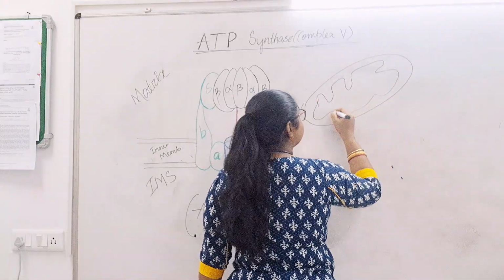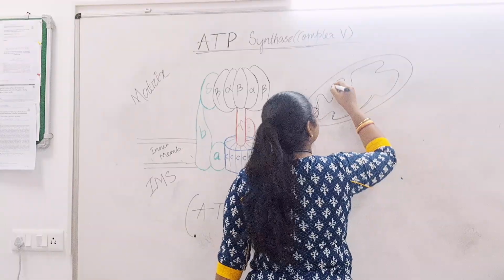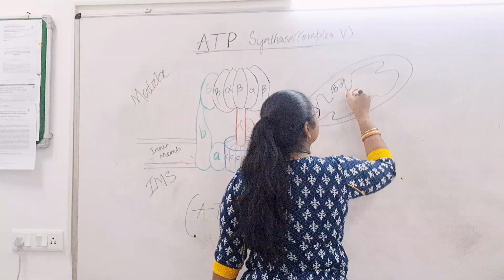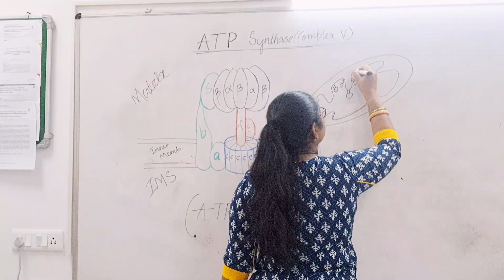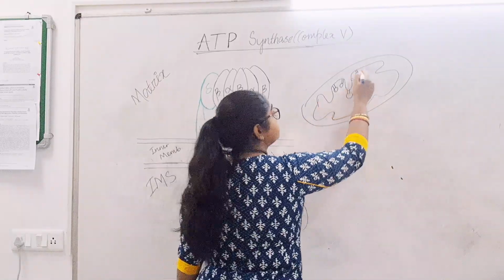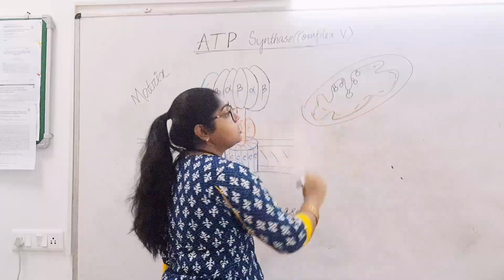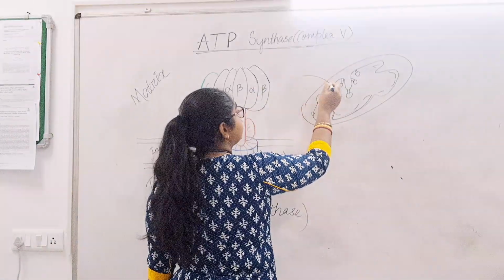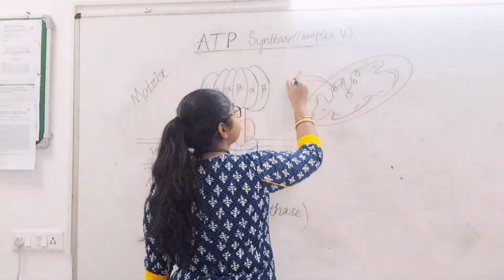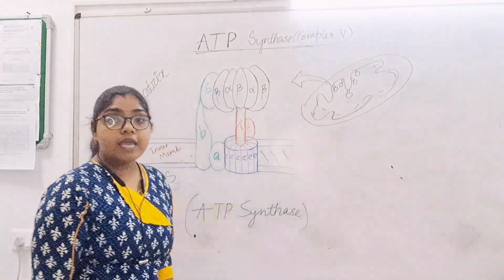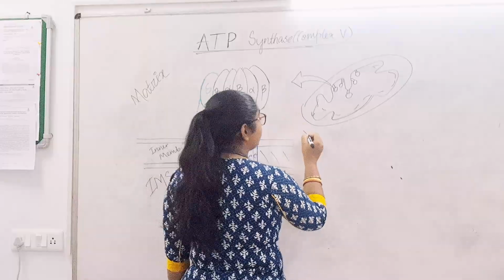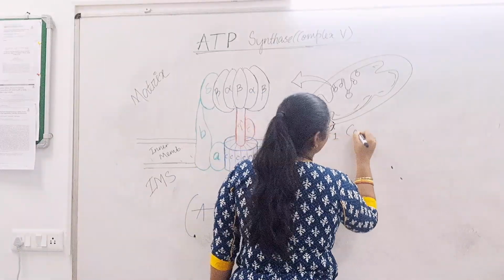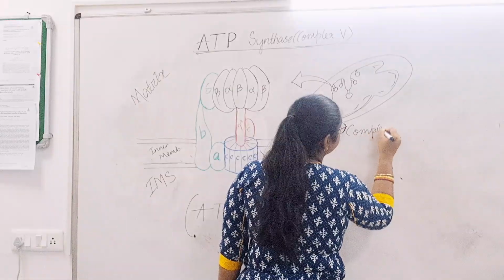And on the inner membrane, there are small tiny structures present all over this inner membrane. These are the ATP synthase, or complex 5. This is also known as the F0 F1 complex.